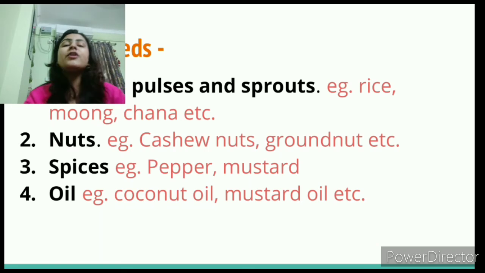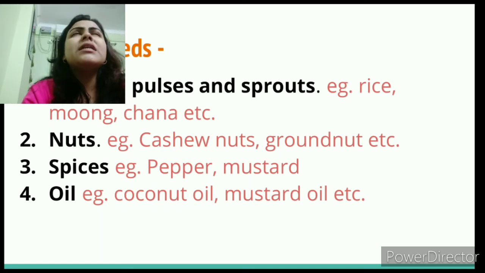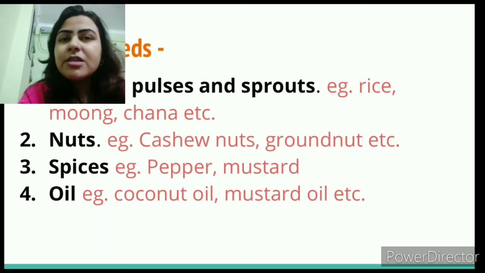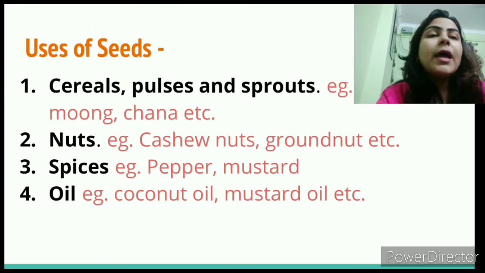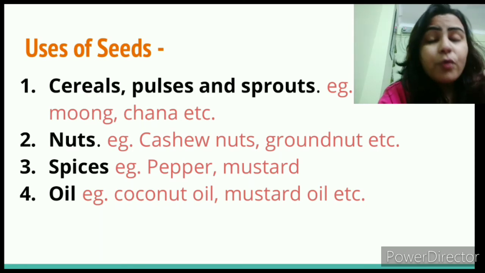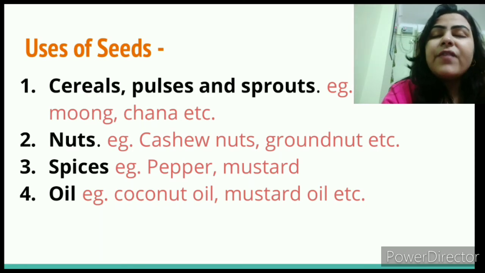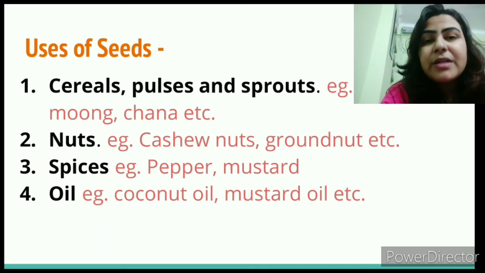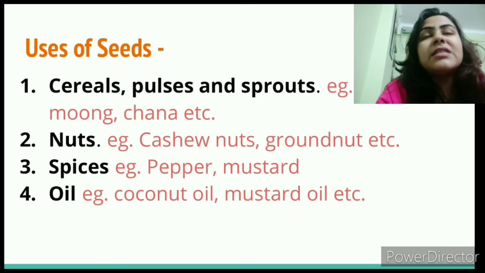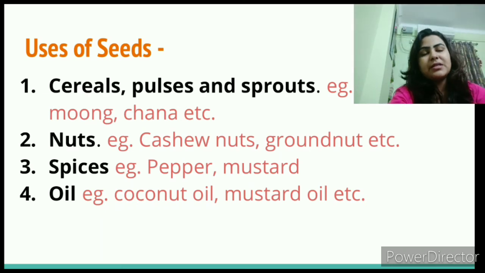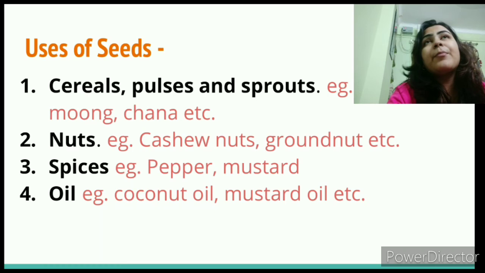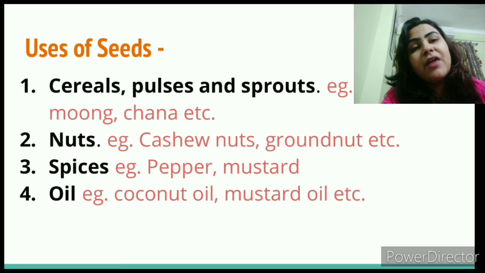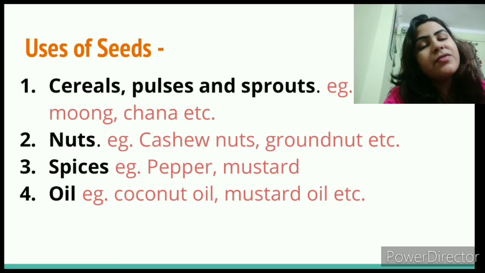Then we have the different uses of seeds. Now we already know that seeds grow into a new plant, but is it only that seeds are needed for a new plant to be grown? No, we also eat seeds. Now there are various uses of seeds. First of all, many seeds are used as cereals, pulses and sprouts. Rather, the seeds are the ones which make up the cereals, pulses and sprouts, and the cereals and the pulses are our staple food. For example, we have rice and wheat. For the pulses, we have moong, chana, rajma, and so many other kinds of seeds.